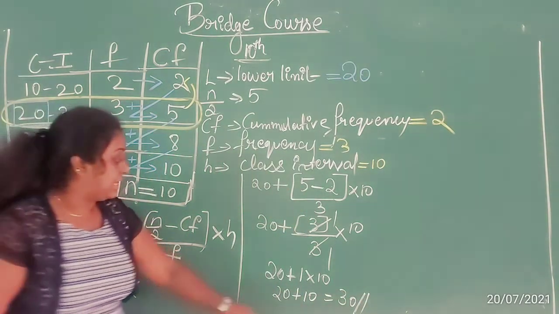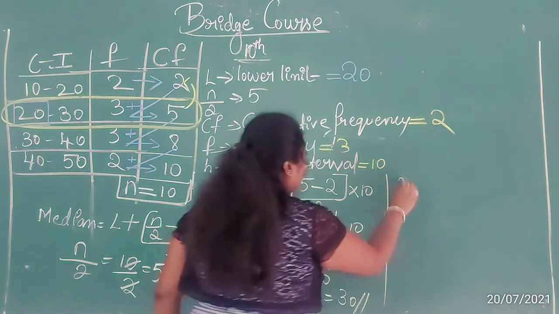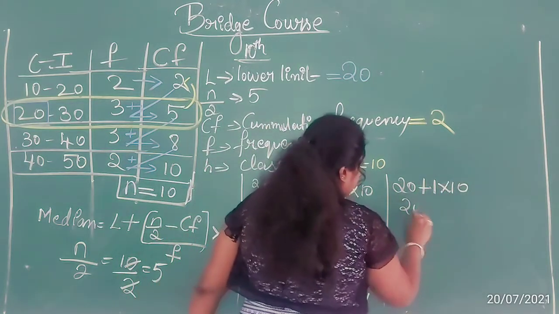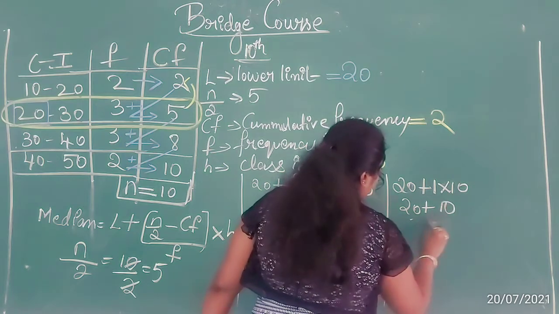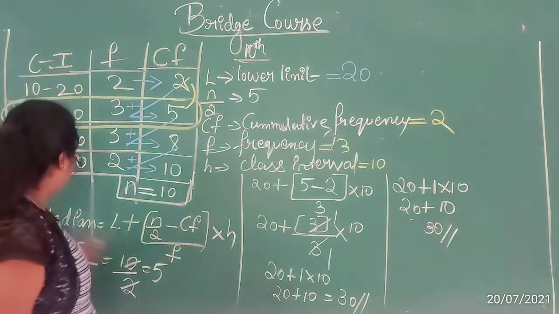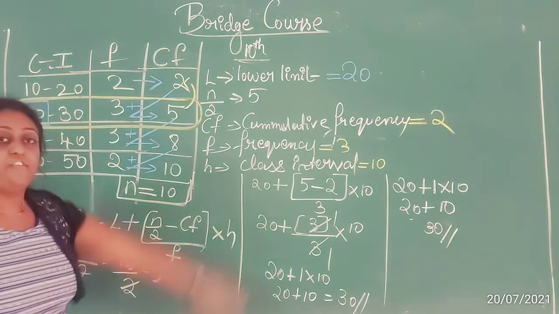So what is your median? So I write it again here. 20 plus 1 into 10. So 20 plus 10, that is what? 30. So 30 is your median value according to the formula.